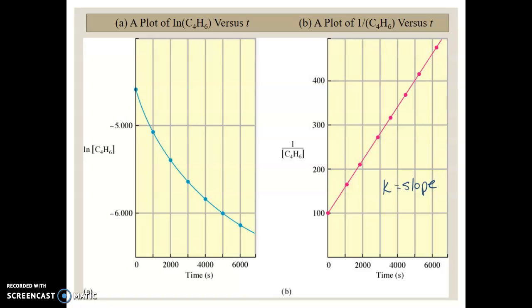And here is showing the plot of the natural log of a concentration. And if you look at the tangent, you're going to see that you have a negative K. Now, when you plot 1 over the concentration of C4H6, you get a positive slope for K.